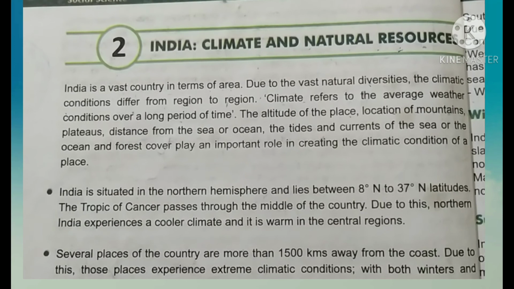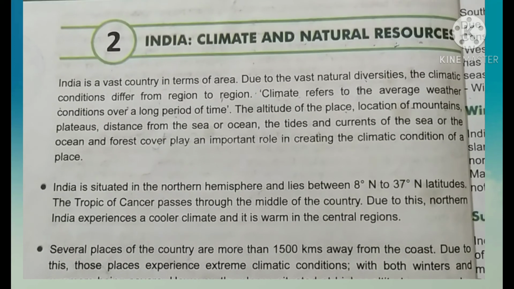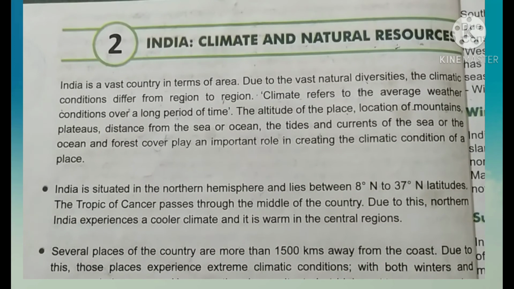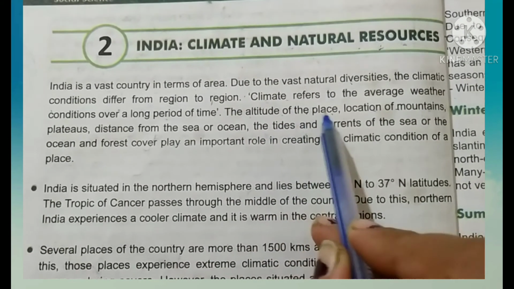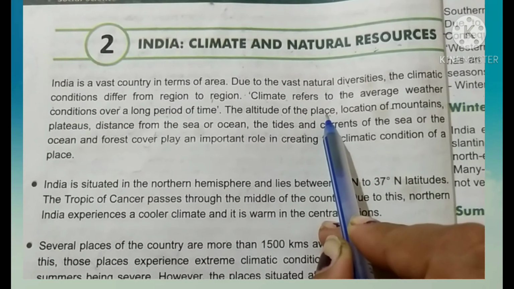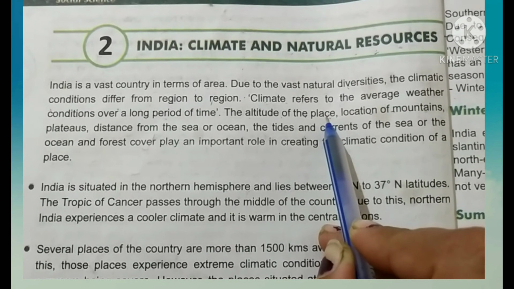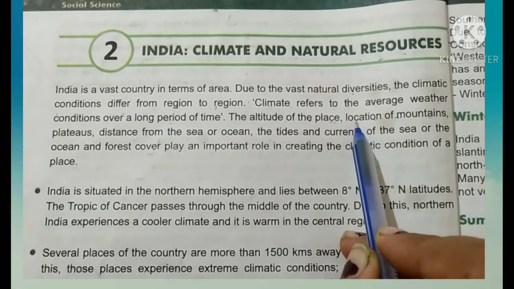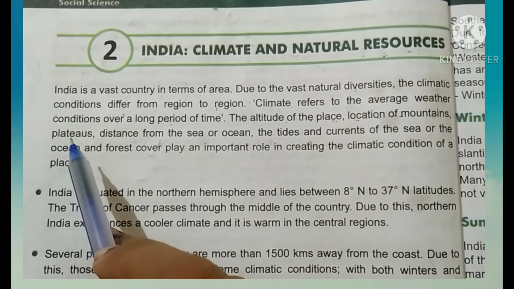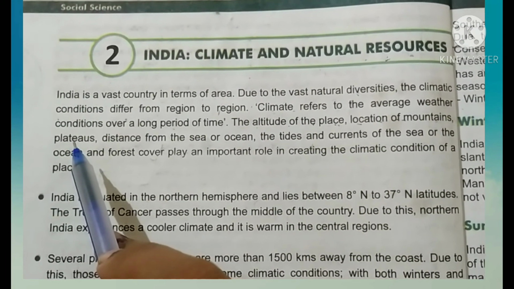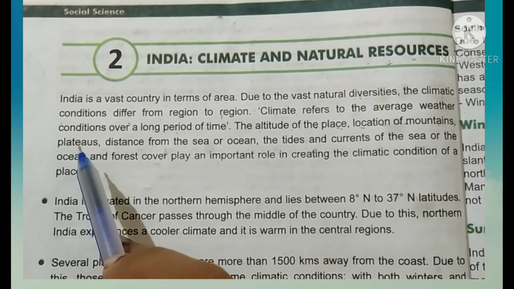And as far as the atmosphere or weather is concerned, it is the average of a short period. The altitude of the place. Altitude of the place means longitude and latitude of the particular place. Location of mountains, plateaus. Now what is plateaus? An area of fairly level high ground is called plateaus.